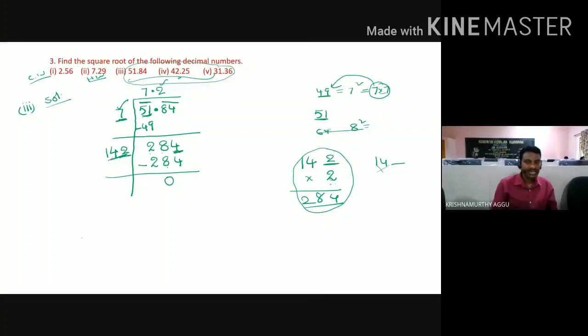This method is called the long division method. Therefore, the square root of 51.84 is equal to, what is the quotient? 7.2. That only you write here. 7.2.